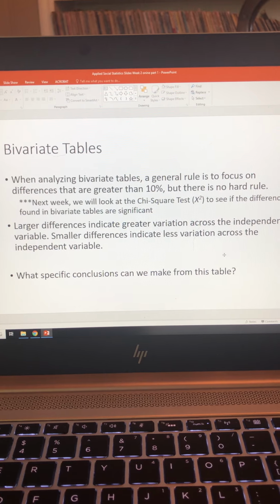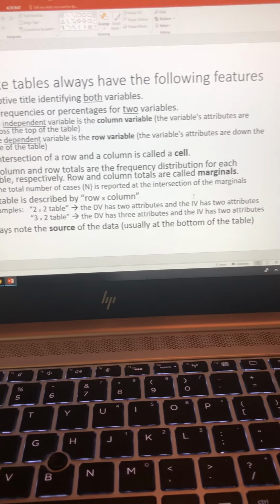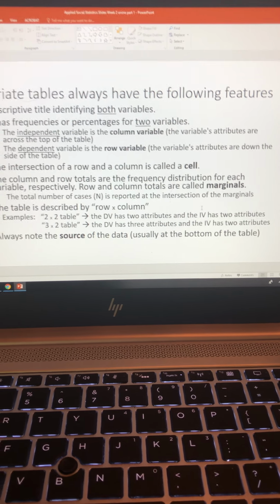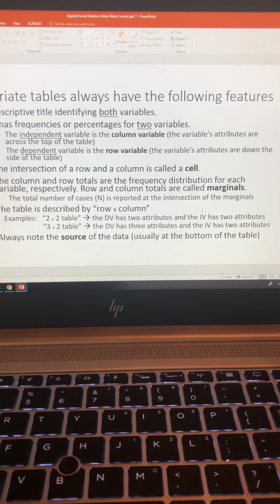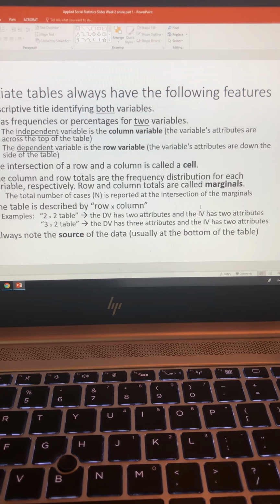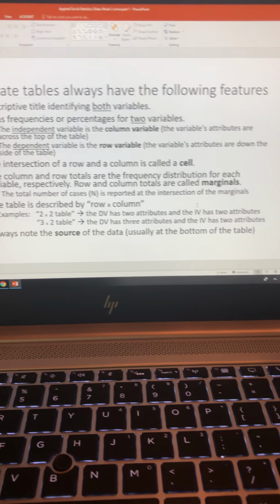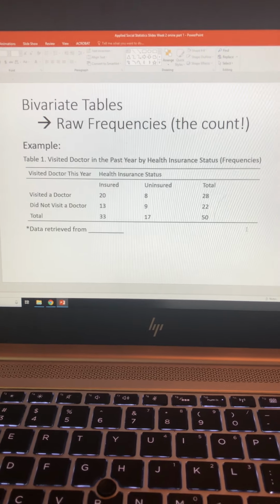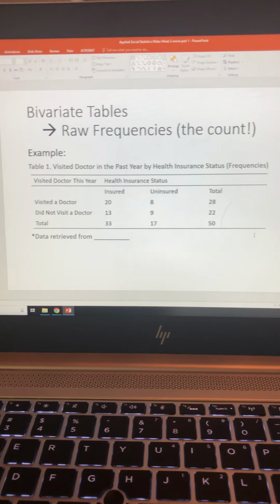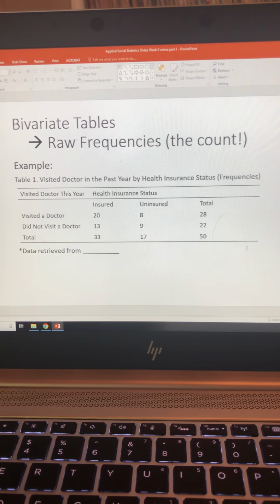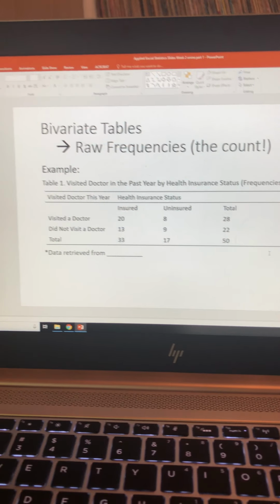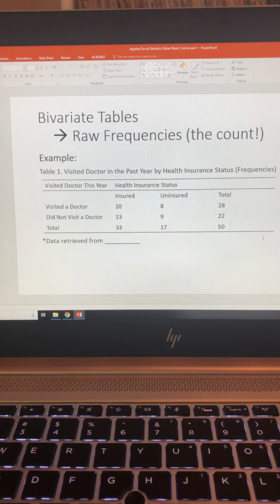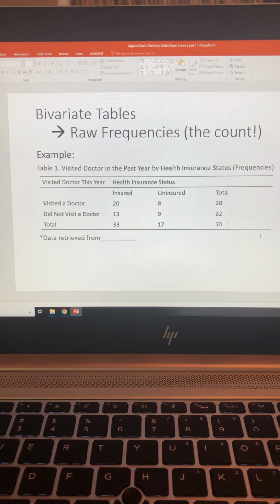Okay. So I think we should be good on that. Key things to know: independent variable, columns; dependent variable, rows. What's a cell? What's a marginal? Okay. So let's do a little example. So basically asking people, and this is not from your book, asking people whether or not they have health insurance, and then whether or not they visited a doctor this year.